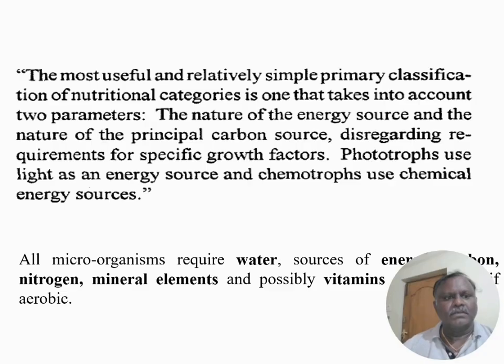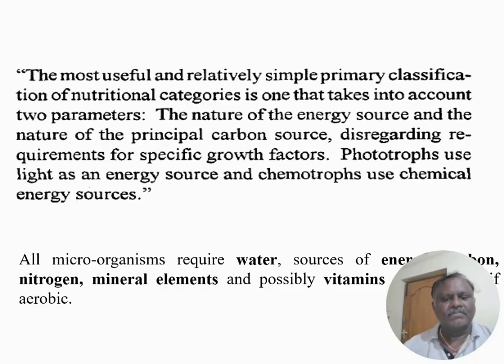Generally, the most useful and relatively simple primary classification of nutritional categories is one that takes into account two parameters. One is the nature of the energy source, and the other is the nature of the principal carbon source. These two disregard requirements for specific growth factors, whereas phototrophs use light as an energy source and chemotrophs use chemical energy as their source.